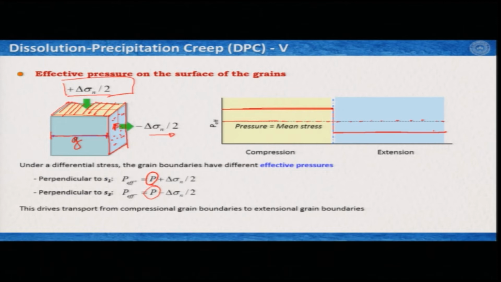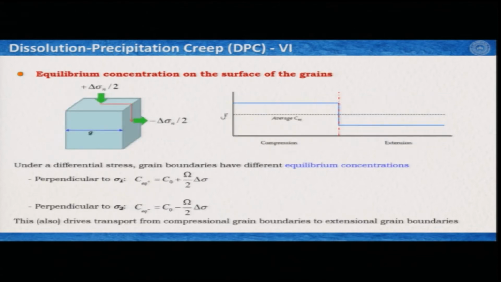So, if we now can imagine that with time this would try to dissolve the material here and which would be precipitating on this side. So, therefore, the compressional side would dissolve and it would add on the extensional surface. So, this drives the transport from compressional grain boundaries to the extensional grain boundaries.